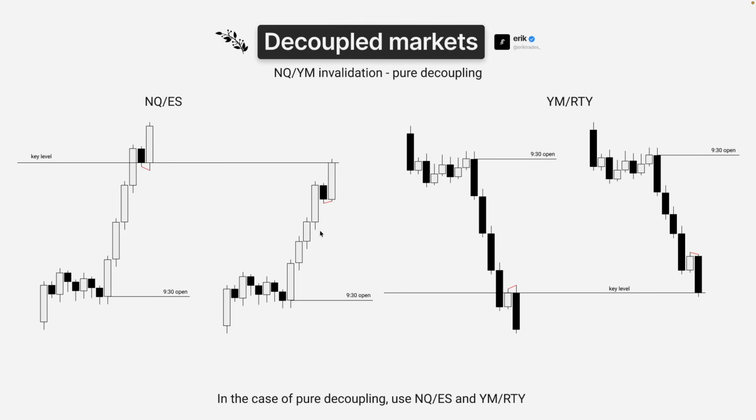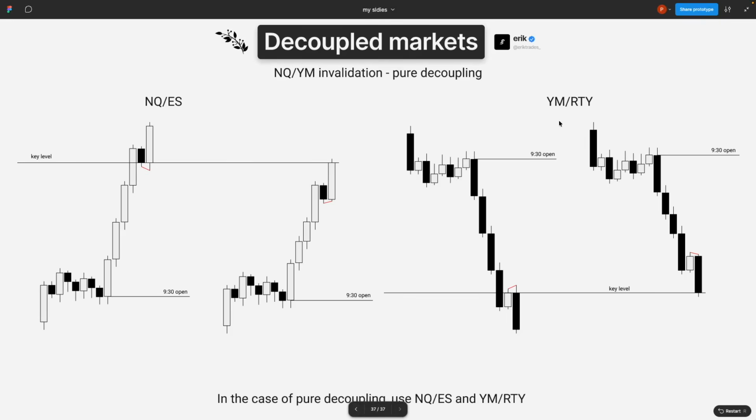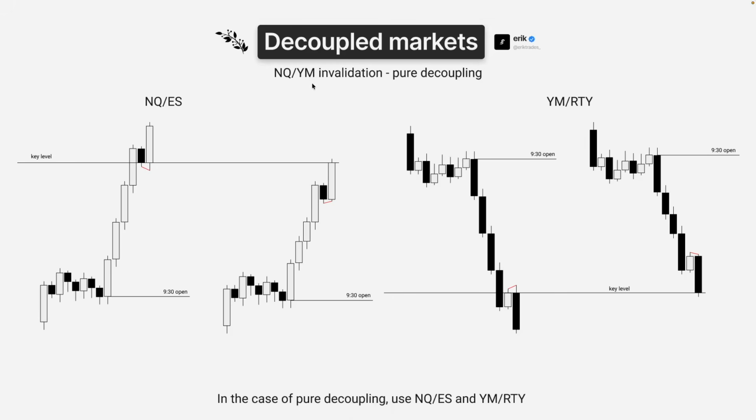Now, this is the exact same thing as earlier, but this is just a form of invalidation in the form of a pure decoupling, right? You have NQ and ES here, where this is just going higher, this is just going higher, this is just going lower, this is going lower. You just want to skip the day, okay?